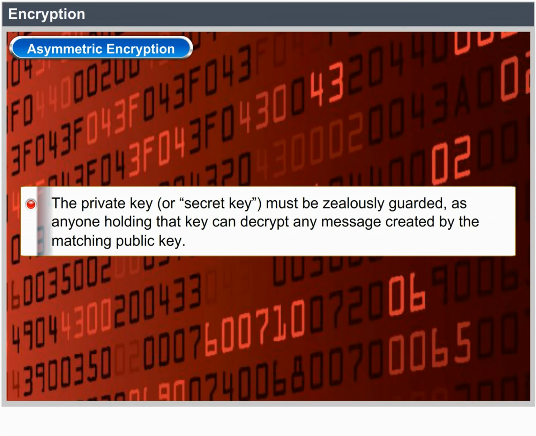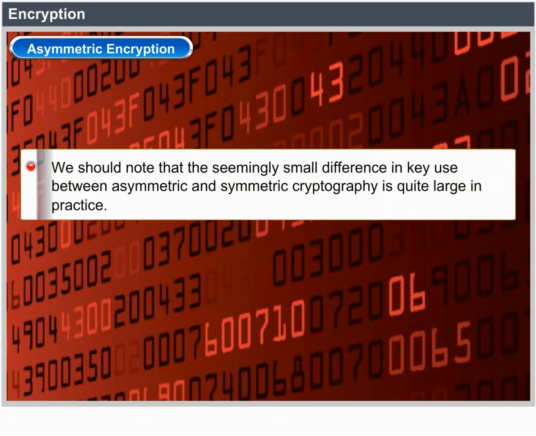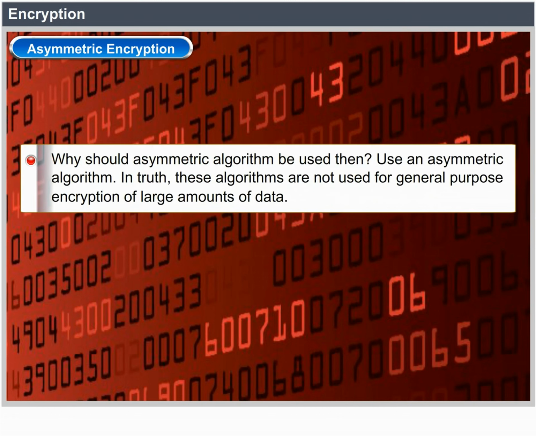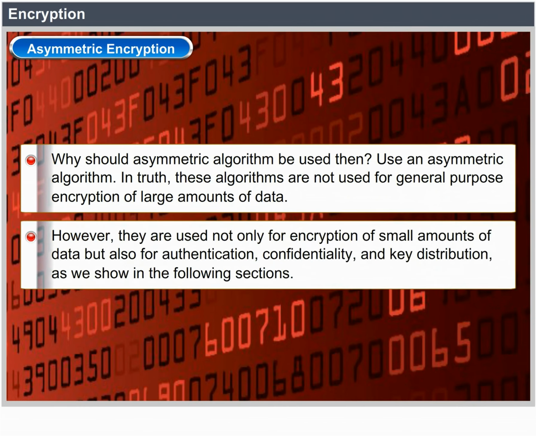We should note that the seemingly small difference in key use between asymmetric and symmetric cryptography is quite large in practice. Asymmetric cryptography is much more computationally expensive to execute. It is much faster for a computer to encode and decode ciphertext by using the usual symmetric algorithms than by using asymmetric algorithms. Why then use an asymmetric algorithm? In truth, these algorithms are not used for general-purpose encryption of large amounts of data. However, they are used not only for encryption of small amounts of data, but also for authentication, confidentiality, and key distribution, as we show in the following sections.